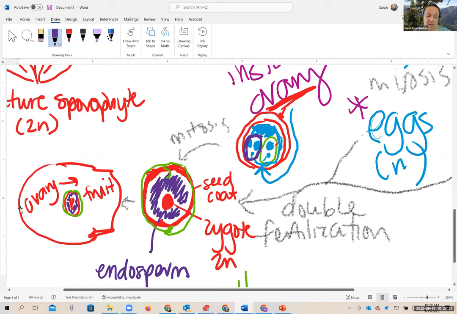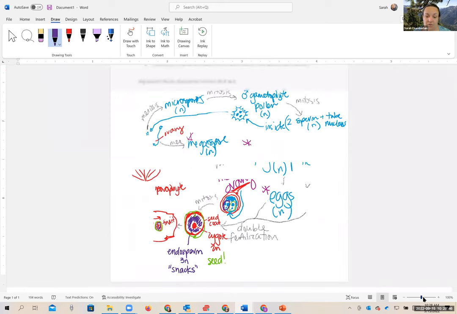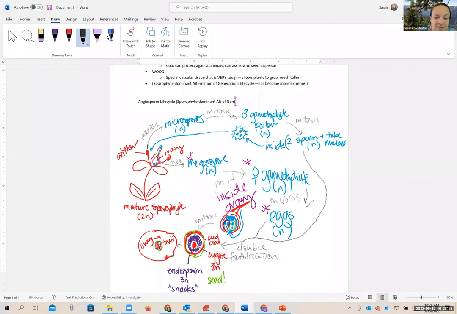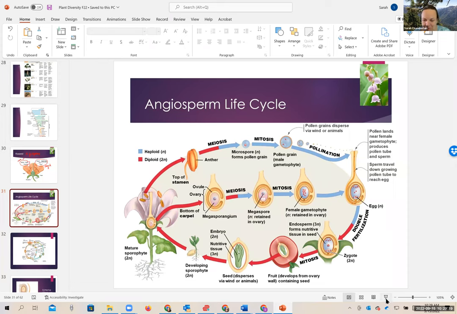So then that seed, much like in the case of our gymnosperm, can germinate. And when it germinates, it will grow eventually into a mature sporophyte. Okay. So now that you're looking at the world's crappiest drawing, let's look at the prettier picture.